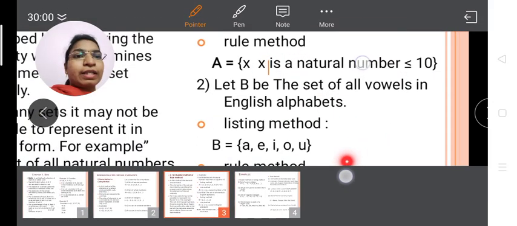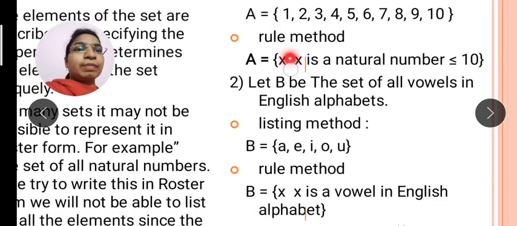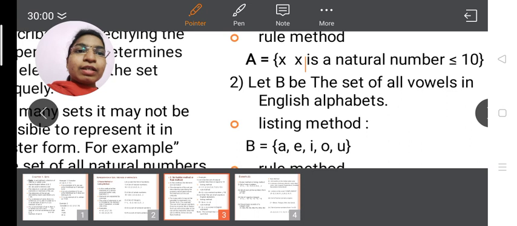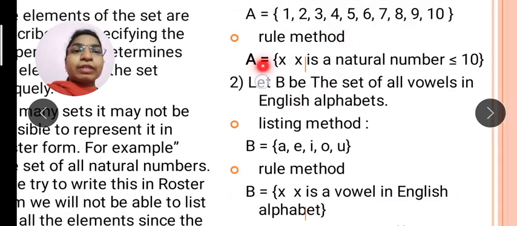Okay, how to write it in the rule form? This standing line is between both x. x is an element of set A in such a way that... remember again, I am writing the same as the listing method example.